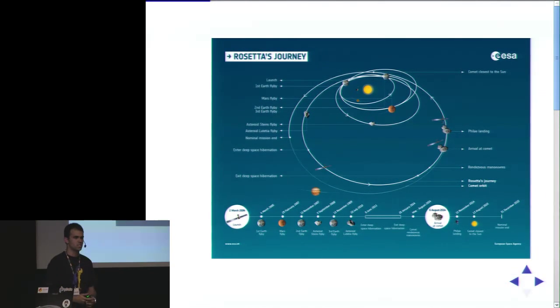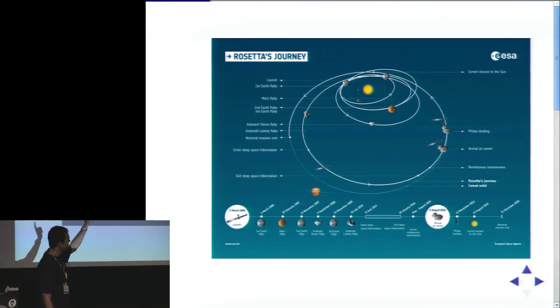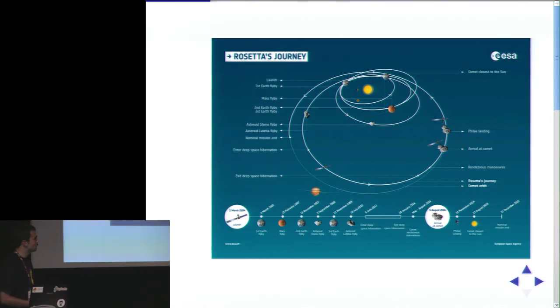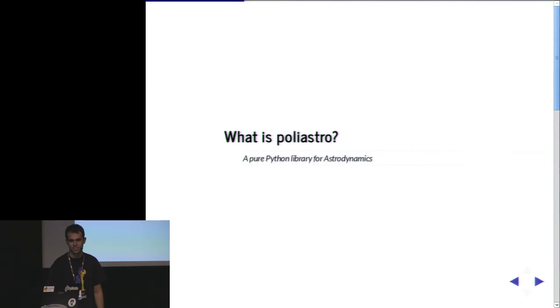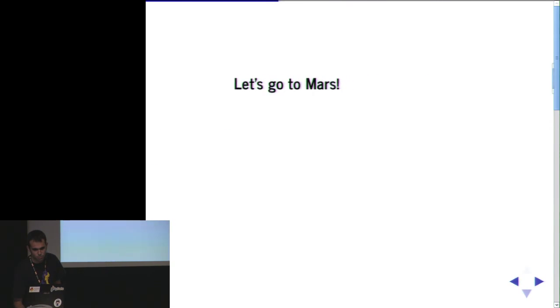To be a bit more specific, if you are aware of the Rosetta mission, it took 10 years to get to the comet, and this is the orbit that the mission followed. It had to make an Earth flyby, then Venus, then Earth, then an asteroid, then Earth again, then another asteroid, and then the comet. So it's quite complex. It's like cosmic billiards, as the experts say. So what is Polyastro? It's a library that I've been making to study these kind of problems.